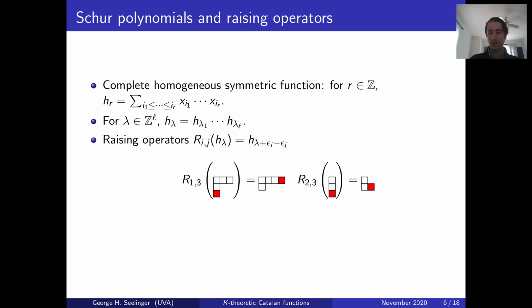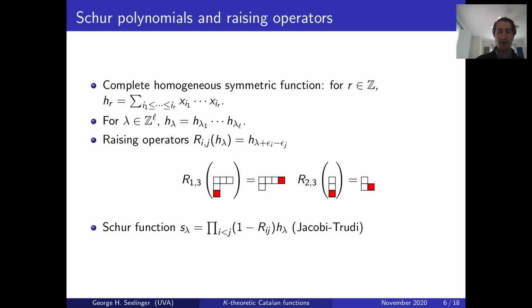And then finally, now we can define, using these raising operators, a Schur function. This may not be a definition that is as common as others, but it is true that it can be defined using the raising operators in this way. This is equivalent to what's sometimes called the Jacobi-Trudi identity, which is a determinant of a matrix. It's an exercise to show that you can rewrite that as this raising operator identity.